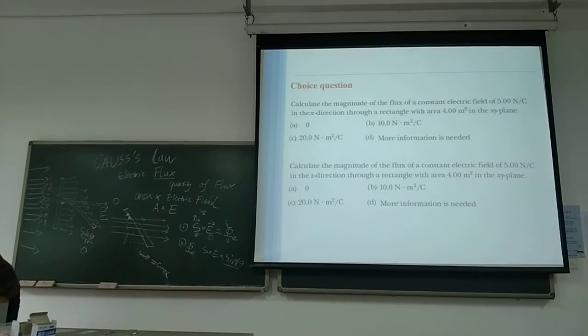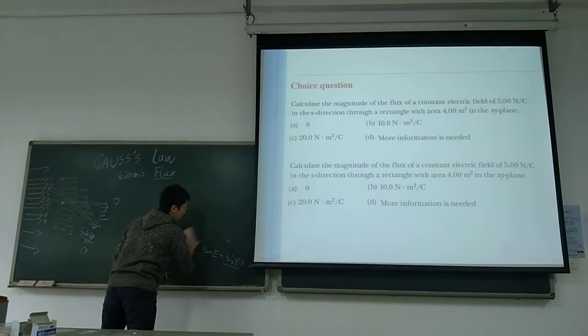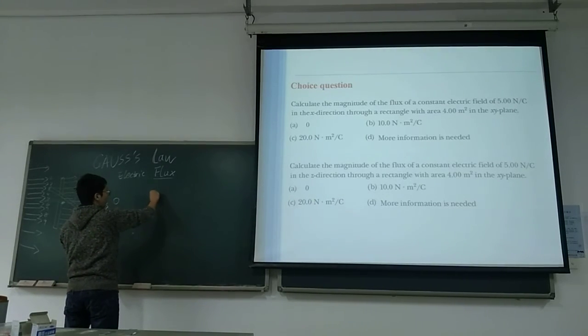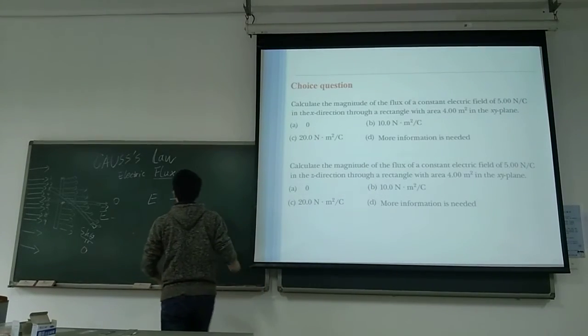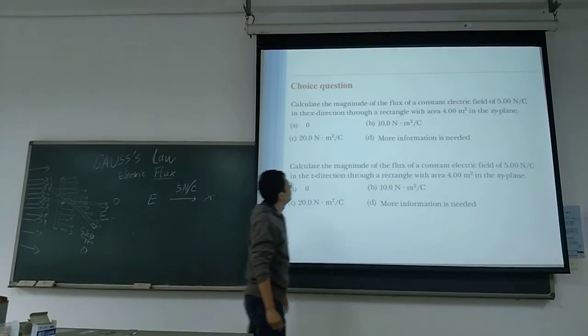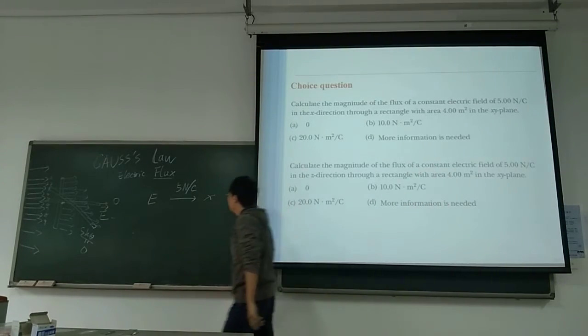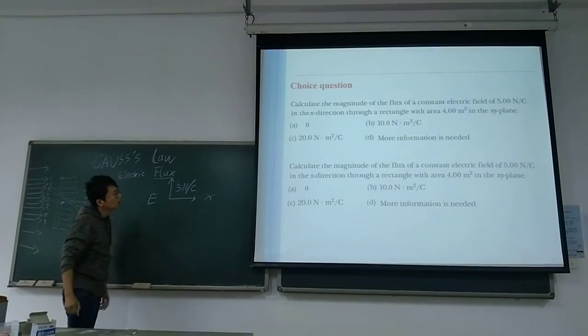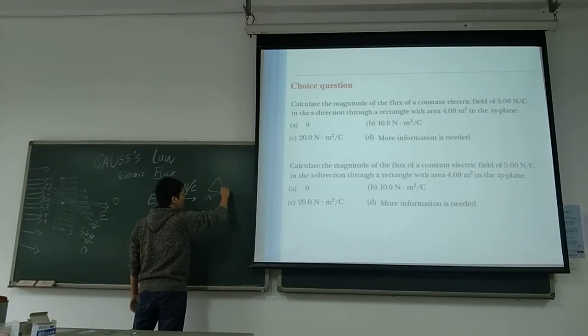Okay, let's do some interesting questions here. Number one, calculate the magnitude of the flux of a constant electric field of 5 Newton per Coulomb in the x direction, through a rectangle with area 4 meters square in the x, y plane, which means the rectangle is located like this.